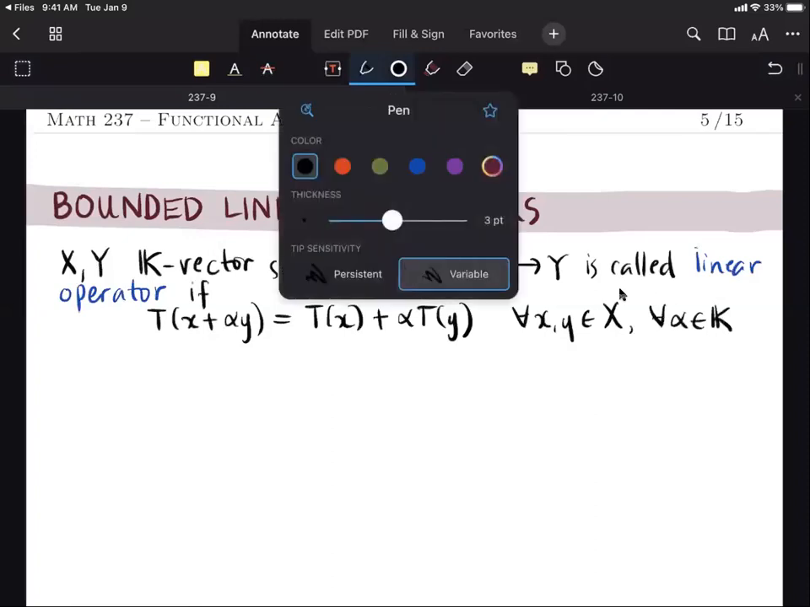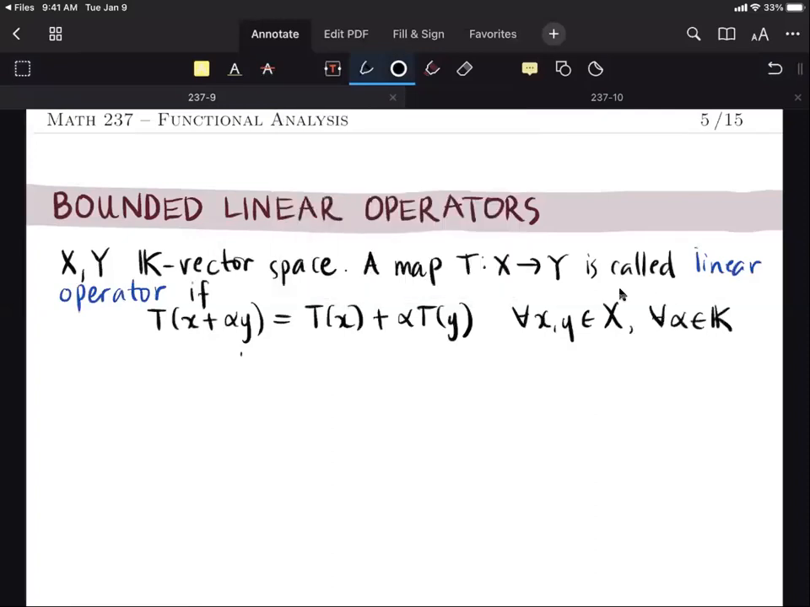You should take note that here on the left-hand side, the scalar multiplication and the addition should be taken with respect to the vector space X, while on the right-hand side, the scalar multiplication and the vector addition should be taken with respect to the vector space Y.